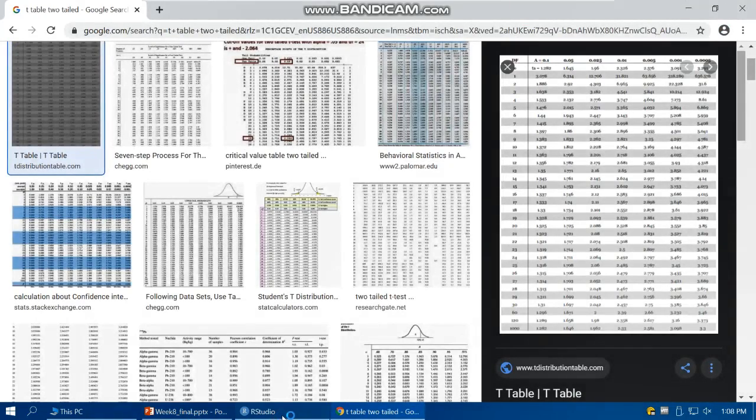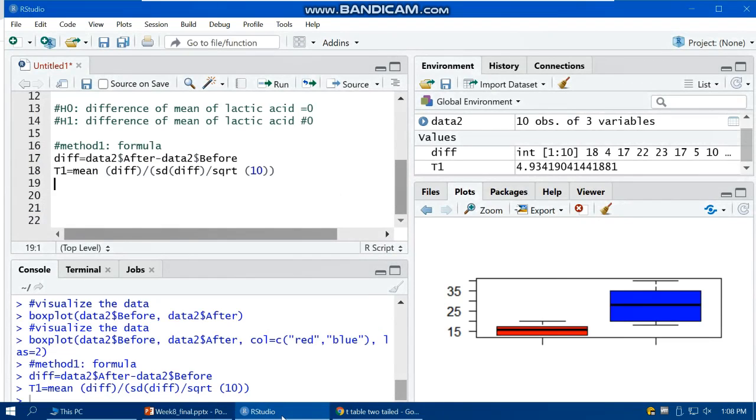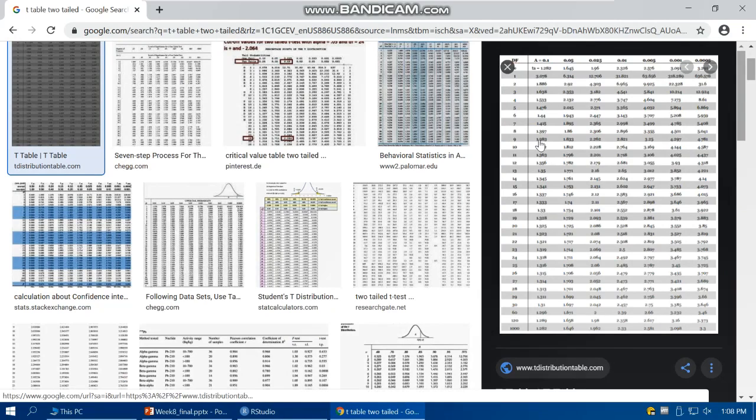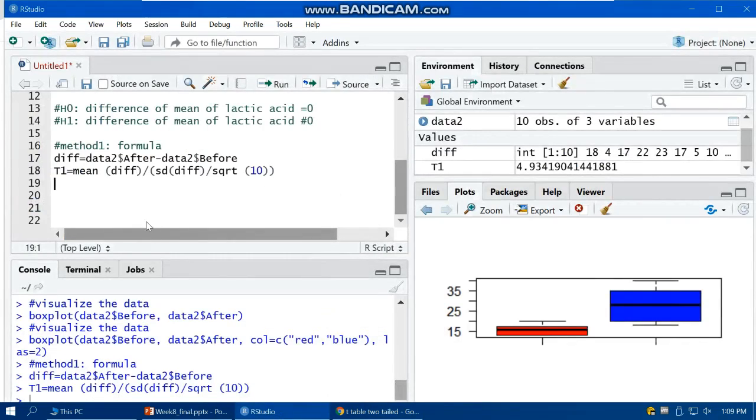At the 95% confidence interval, right? So a 95% confidence level means that alpha is 1 minus the confidence level, which is 0.05. So alpha is 0.05, and the degree of freedom in this column is 9, because we have 10 observations. 10 minus 1 is 9, which is 1.823, right?